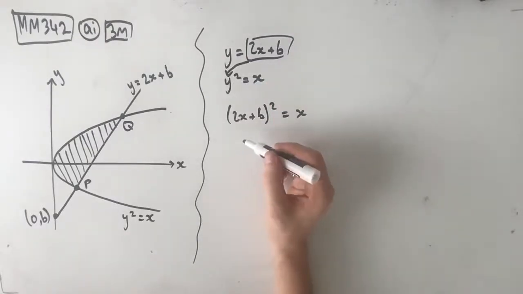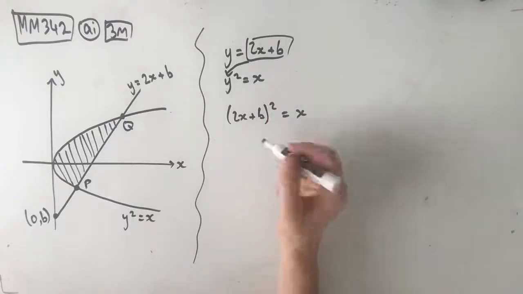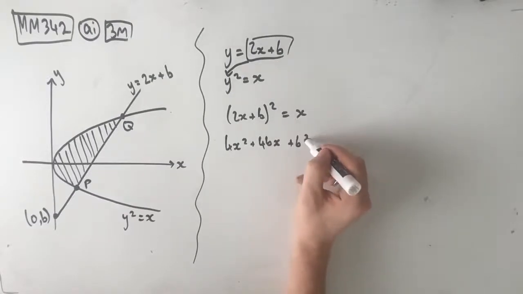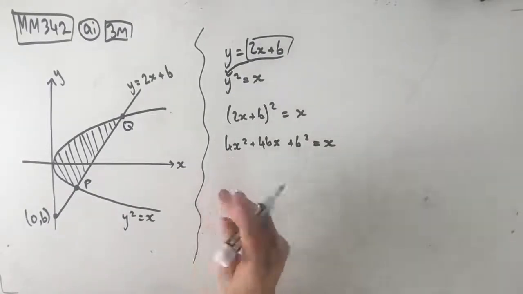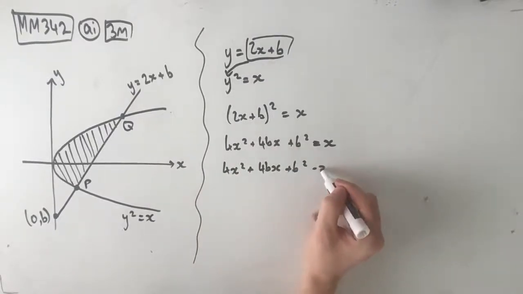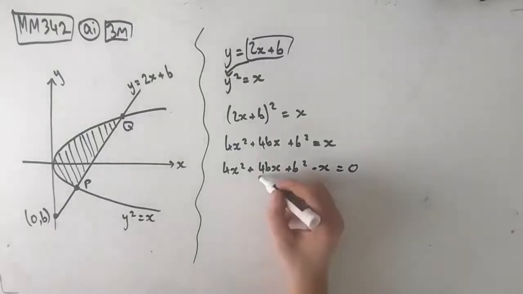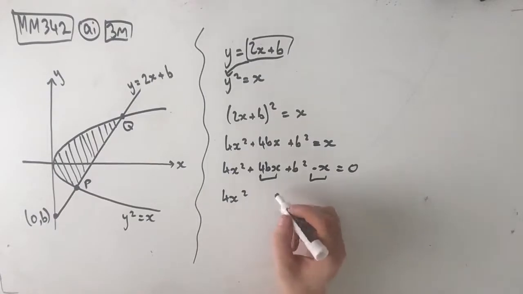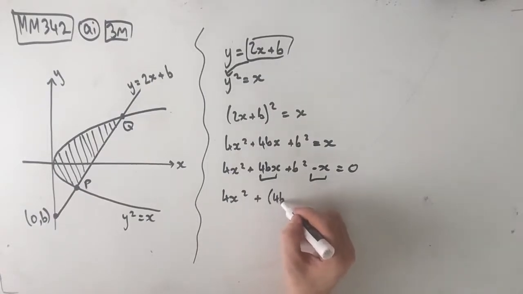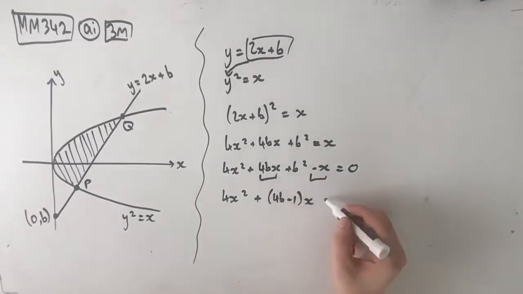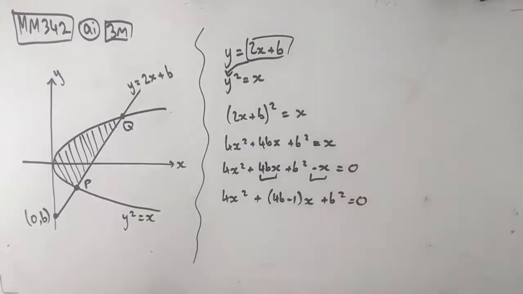Now, we basically need to now just solve for x. So let's expand all this out. So we get 4x squared plus 4bx plus b squared equals x. And getting everything onto one side, we get 4x squared plus 4bx plus b squared minus x equals 0. Now, 4bx and negative x are like terms, so I'm going to factorize those. So you get 4x squared plus (4b minus 1)x, so 4b times x minus x there, plus b squared is equal to 0. Awesome, now this is our first mark.